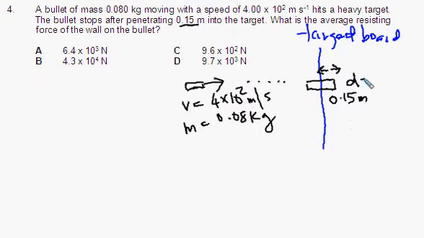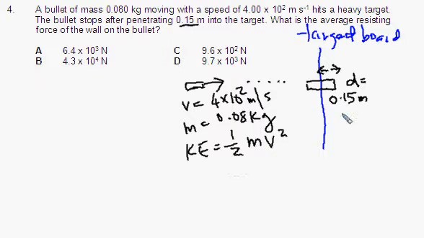So what kind of equation can we form? In this case, it's talking about conservation of energy. An object that has speed possesses kinetic energy. So in this question, the starting energy has to be kinetic energy, which is half mv squared. So this is the starting energy.